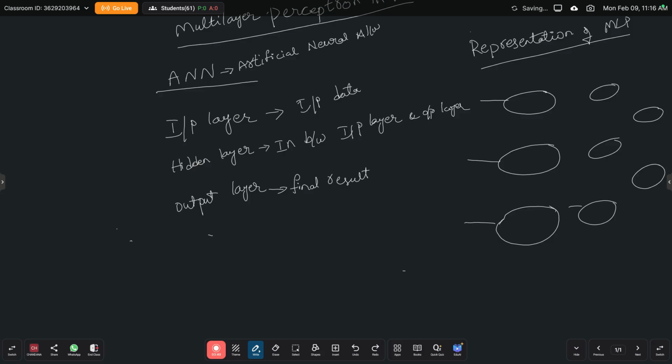This is the sample diagram, and each and every one is called a neuron. I'm writing here, it is an input neuron. Each and every input neuron is connected to the hidden layer. And also the hidden layer is connected to the output layer.